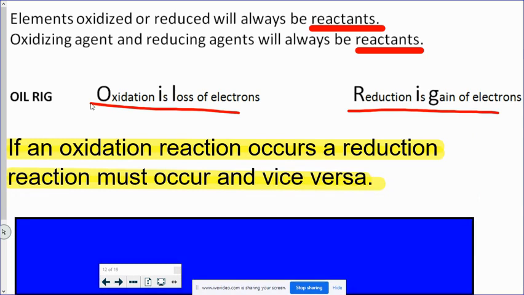And when an oxidation reaction occurs, a reduction must occur. So it's kind of a yin and yang effect. If an oxidation occurs where we lose electrons, there needs to be something there to gain the electrons, and that's the reduction half reaction. So in other words, both of these must occur. You can't just have one without the other.